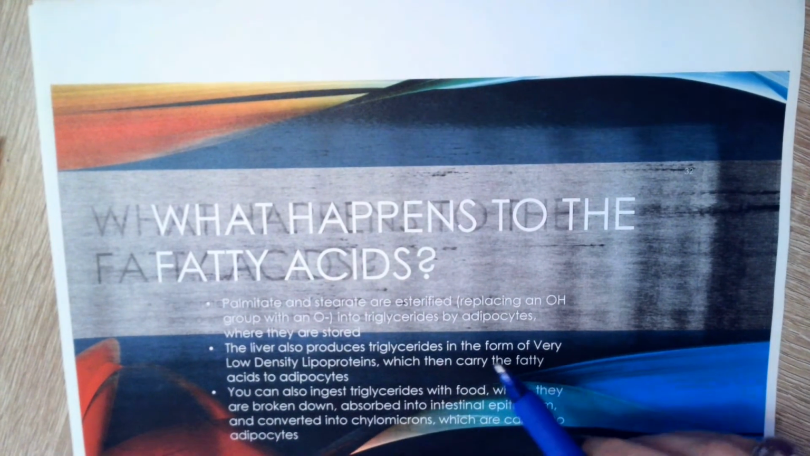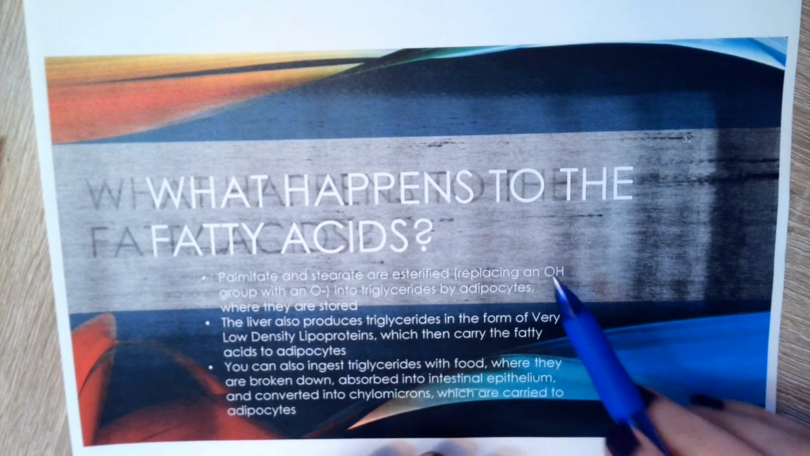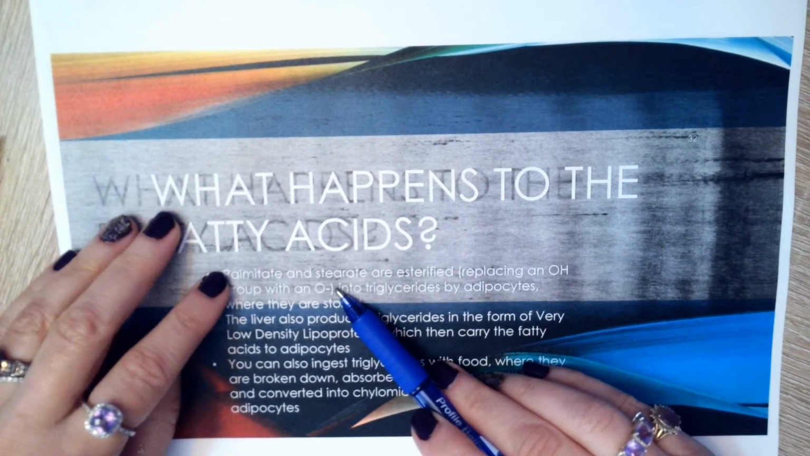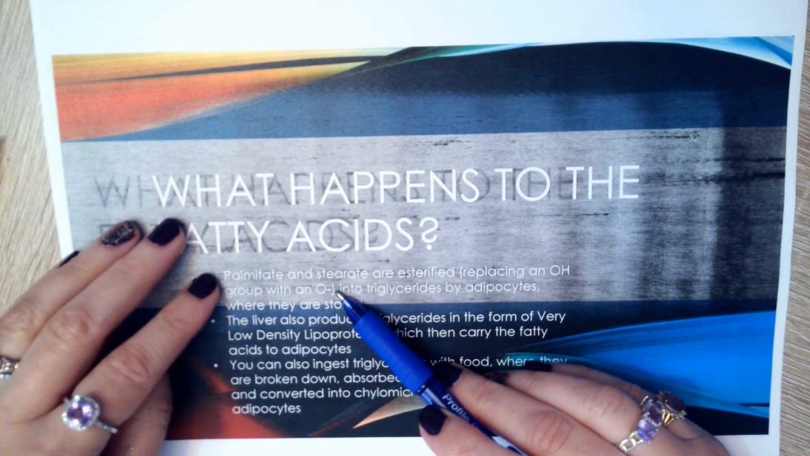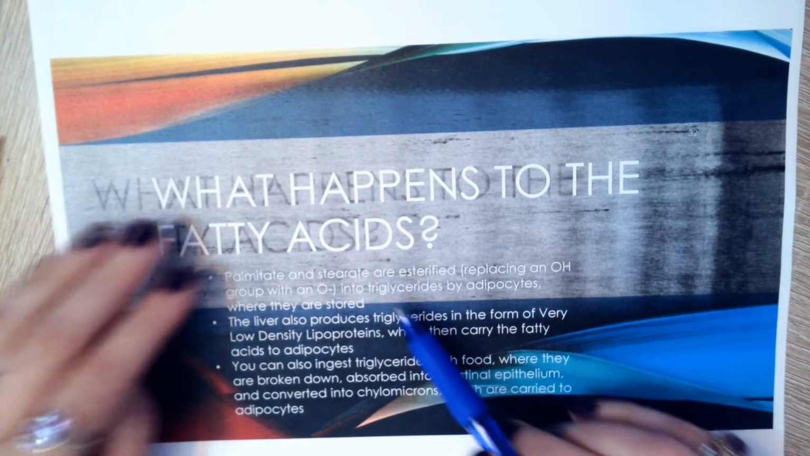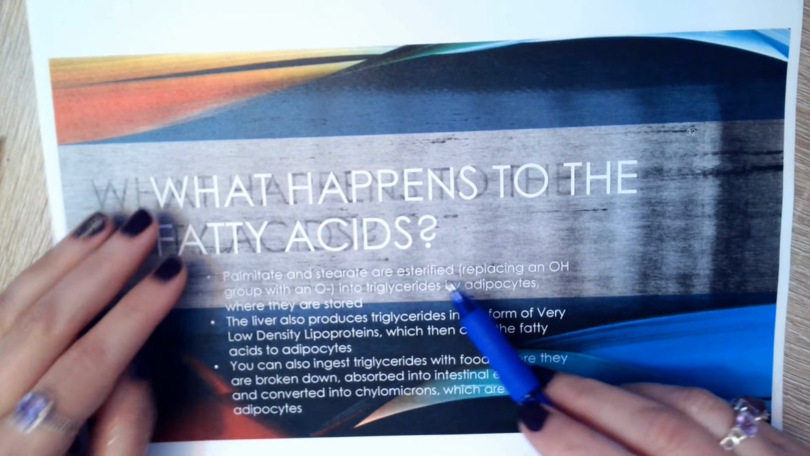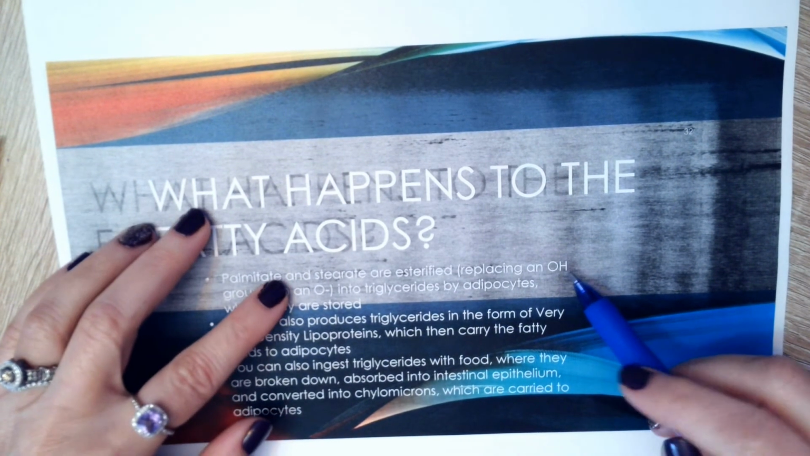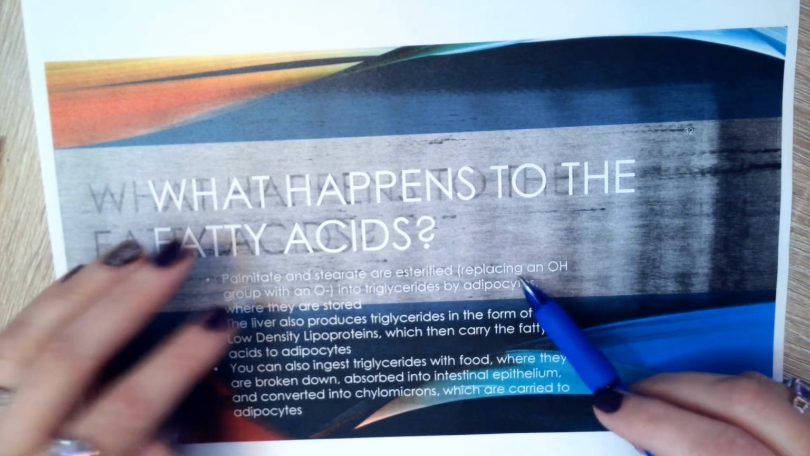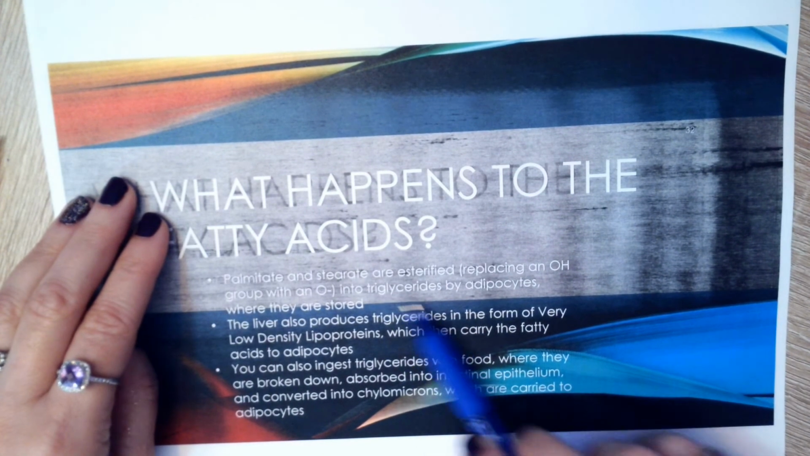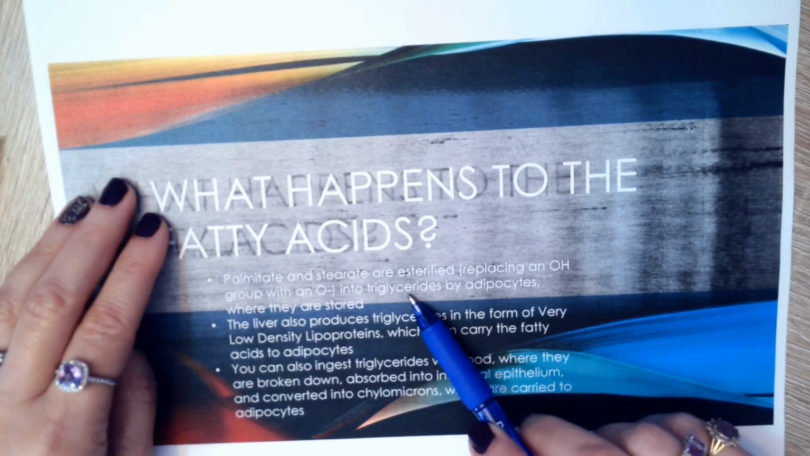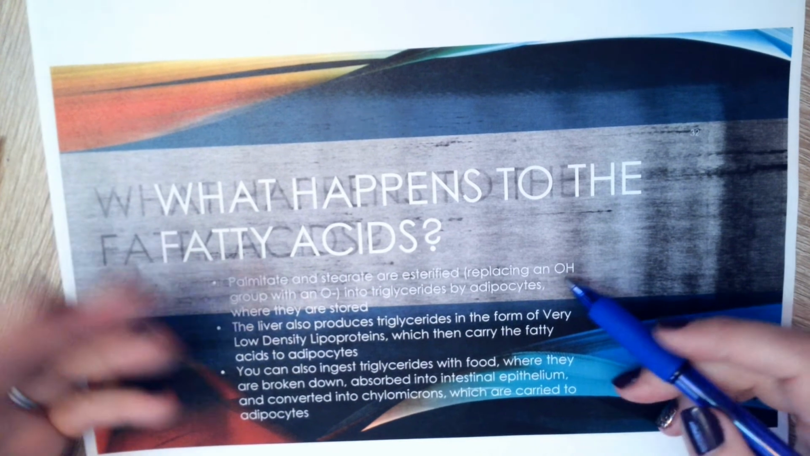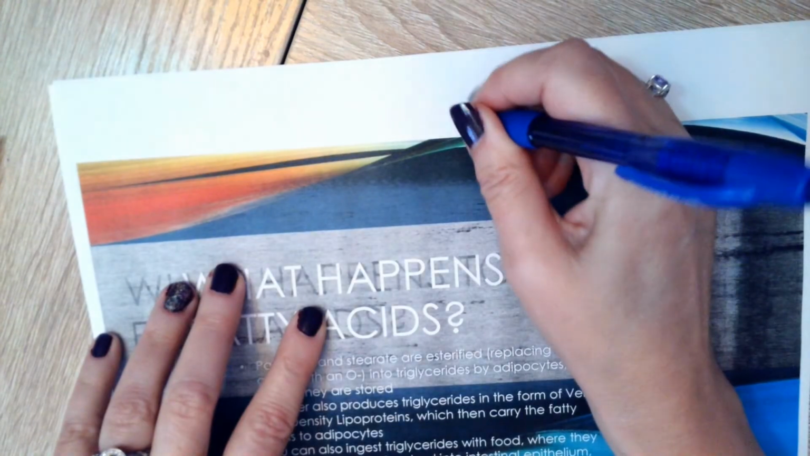Okay, so what happens to our fatty acids? Palmitate and stearate. So stearate is another type of fatty acid. We saw palmitate as our main example through this video. These are esterified. Remember, we're taking an OH group and we're just kind of stealing the hydrogen away from it. And when we esterify them, they're going to become triglycerides. This happens in adipocytes and they're stored there. And then we can break them down later if we need them through lipolysis.